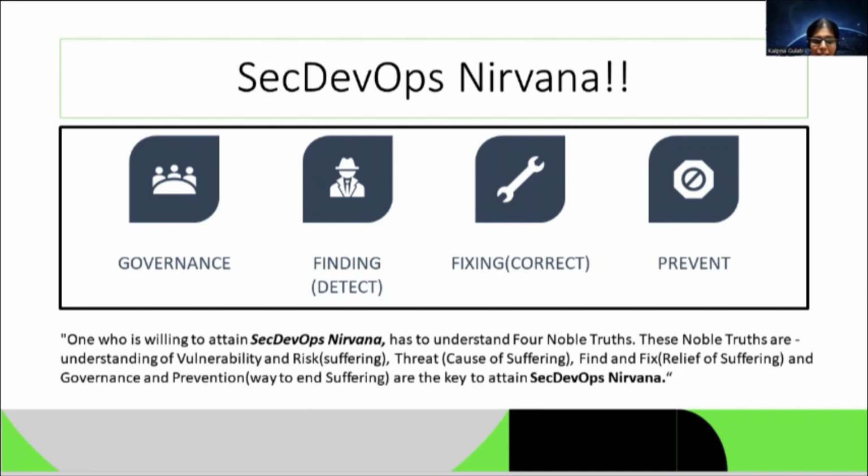And as somebody said really smartly, one who's willing to attain nirvana, in our case DevOps nirvana, has to understand four noble truths. These noble truths are the understanding of the vulnerability and the risk, which we call suffering; the threat that it causes, which we call the cause of suffering; the finding and fixing of these sufferings, which we call the relief from suffering; and the governance and prevention, which is a way to end the suffering.